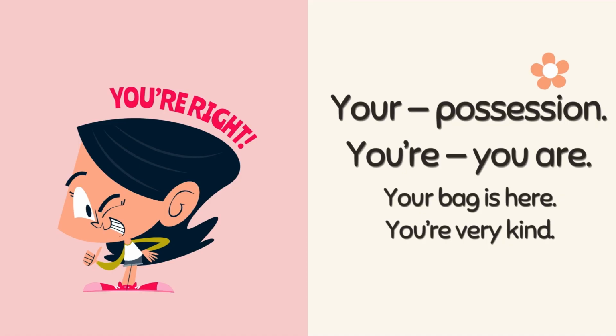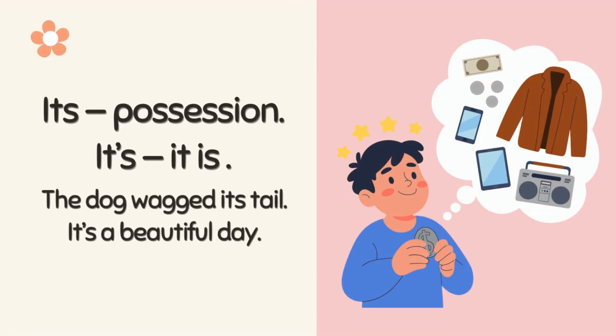Same thing with your and you're. Your shows possession, and you're means you are, meaning your bag is here and you're kind. Okay? Same rules apply to this one. It's and its. The one without the apostrophe shows possession. And the one with the apostrophe and s means it is.